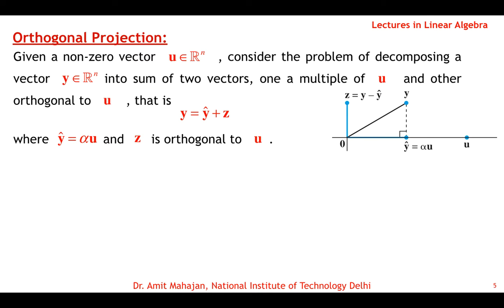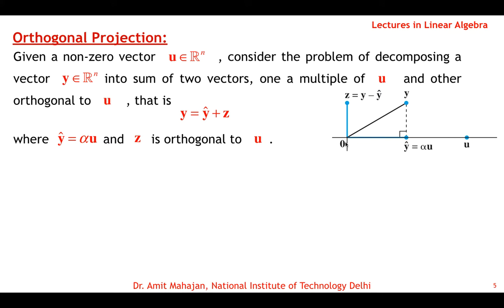Now take the second definition, which is orthogonal projection. It says that given a non-zero vector u in the Rn space, consider the problem of decomposing a vector y in the Rn space into the sum of two vectors, one a multiple of u and the other orthogonal to u. So consider that in the Rn space you are given a vector u, and the problem is to decompose another vector y as the sum of two vectors, one in the direction of u and the other perpendicular to the direction of u.